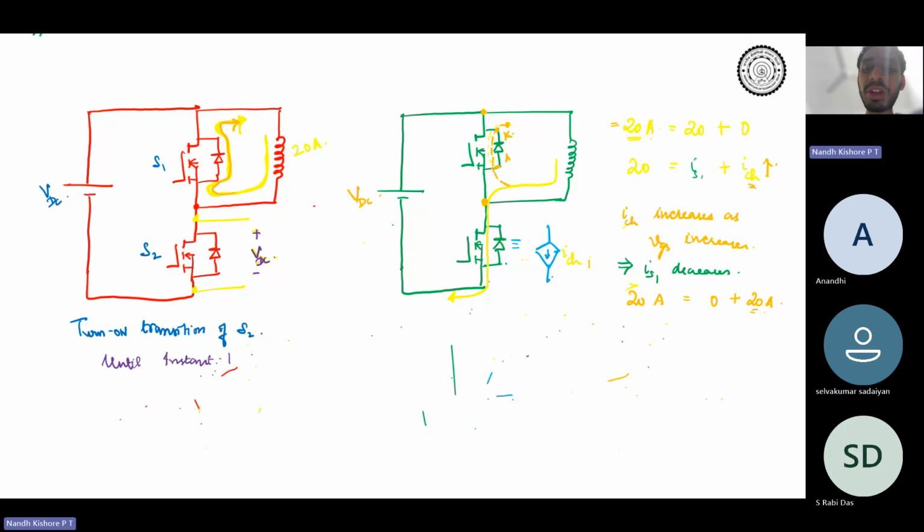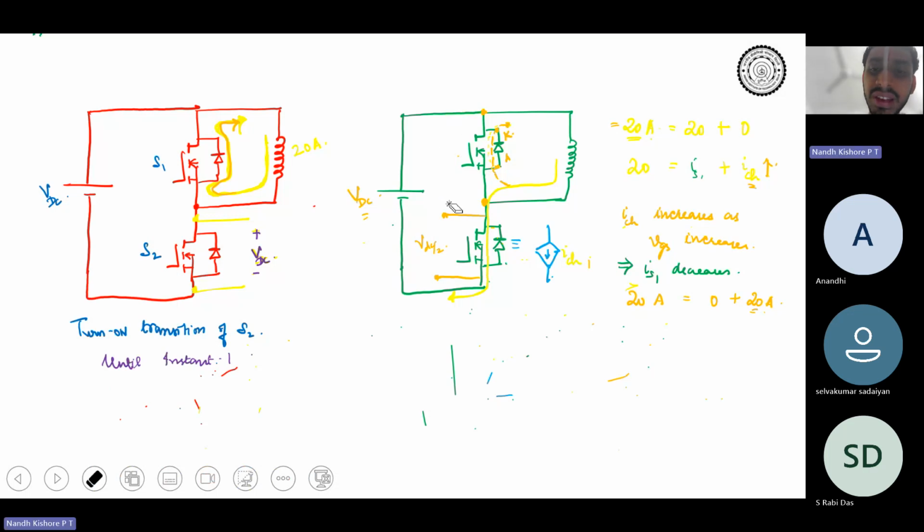So when would this be possible? It is possible only if the device is actually blocking some voltage across it. Let's say hypothetically this was VDC by 2. Then the rest of the voltage would appear across this device, VDC by 2 again. Then it would render the diode not being able to conduct. The diode can conduct only if this is more than this, right?